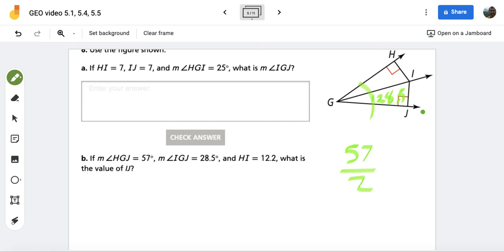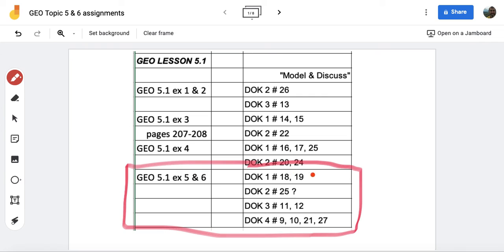That means these two segments, HI and IJ, are the same. So if HI is 12.5, so is IJ. That's the answer. From those two examples, you should be able to do 18, 19, 25, 11, 12, 9, 10, 21, and 27.